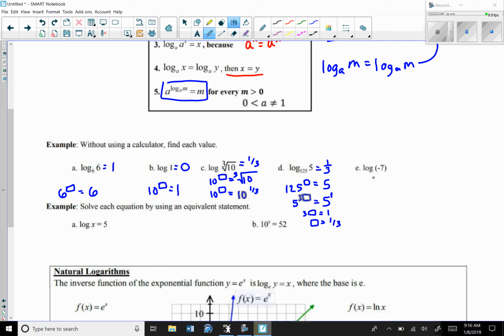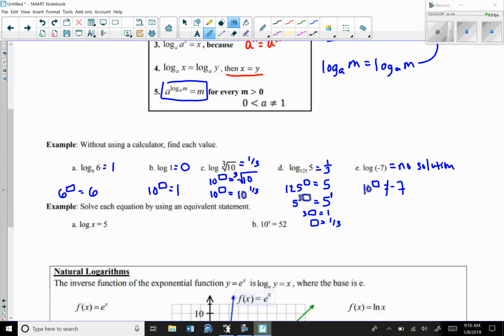Over here, again, there's no base written, so we're saying 10 to what power equals -7. However, remember that we can never get a negative answer when we're working with exponentials, so this is not true, and even if you put it in your calculator, you're going to get an error, so there are no solutions for this one.